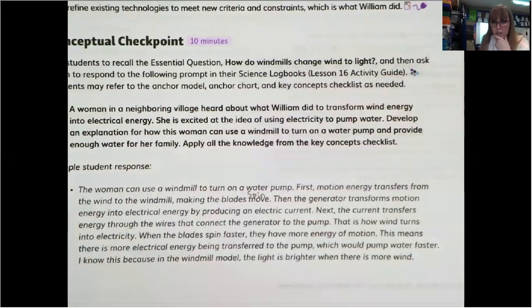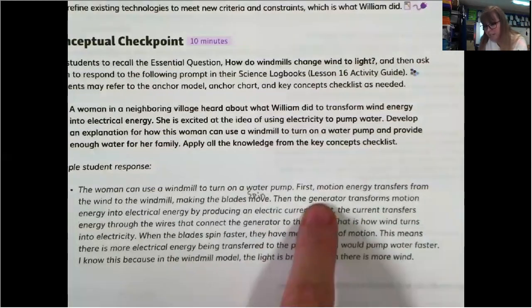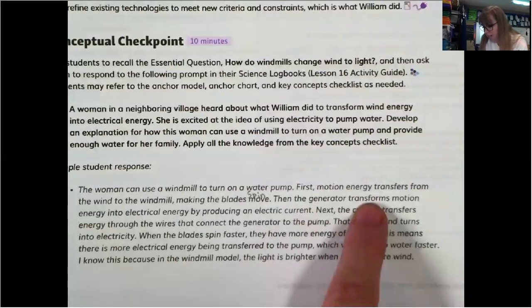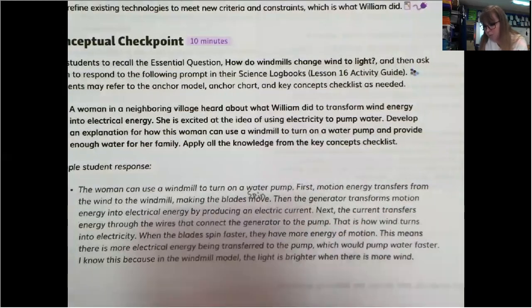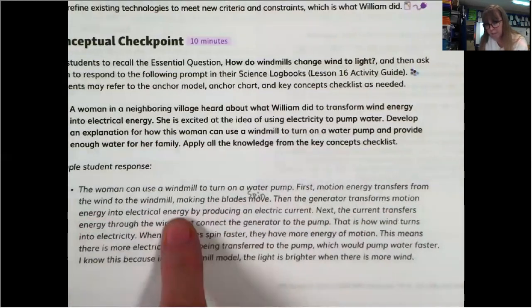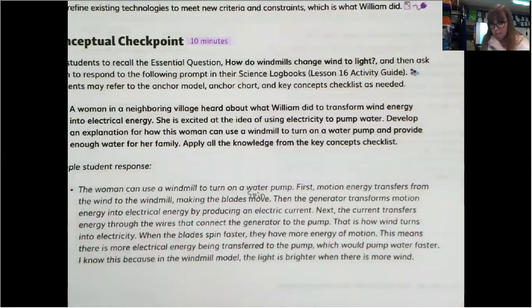Then the generator transforms. I need to see the word generator, and I need to see the word transforms, and I need to see the words motion energy into electrical energy. Okay, I need to see those words. By producing an electric current. Okay, you might not say electric current, but you could say electrical energy. Next, the current transfers energy through the wires that connect the generator to the pump. That is how wind turns into electricity.